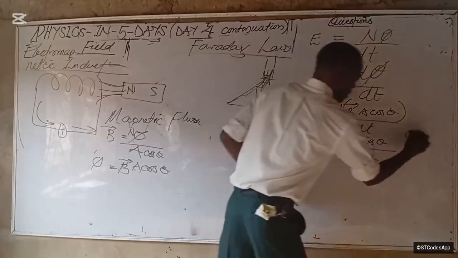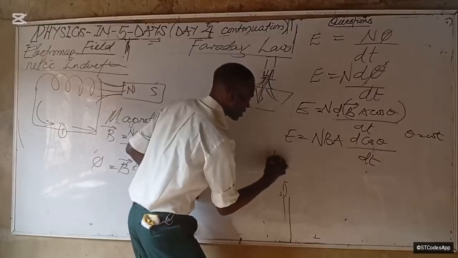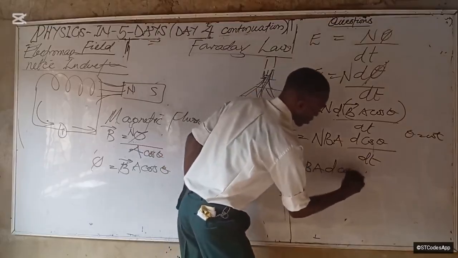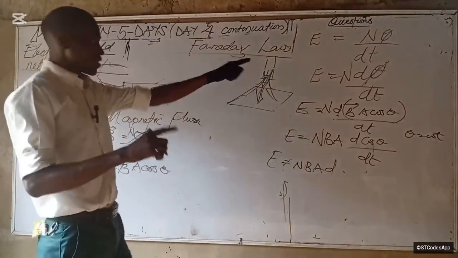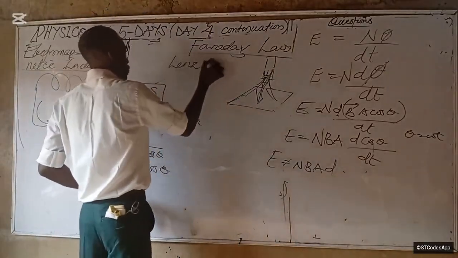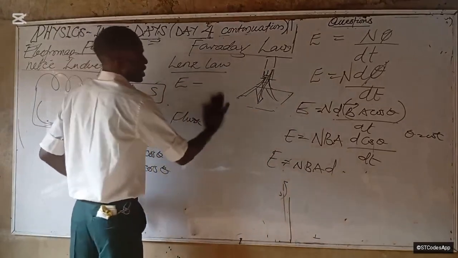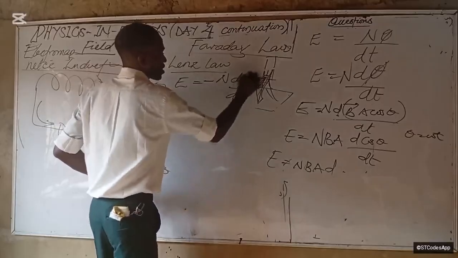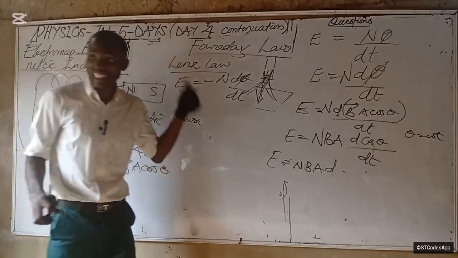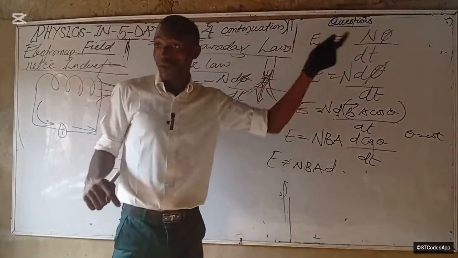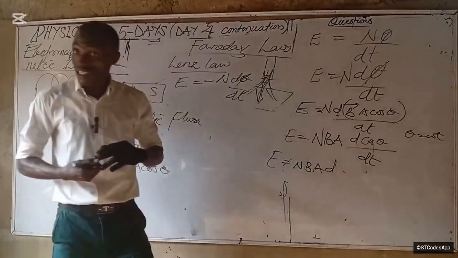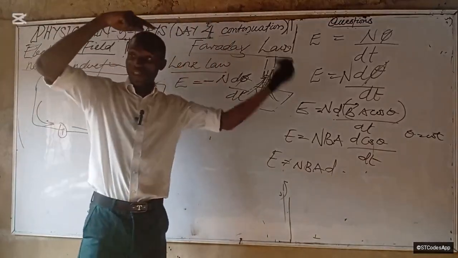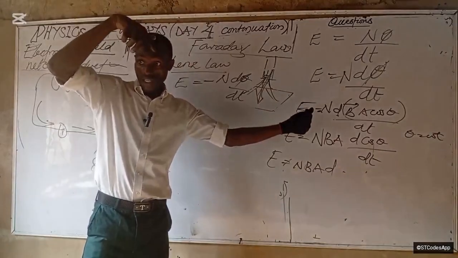Remember that theta is equal to omega t. So we can say that E is equal to N B A d. Before we derive all this, we're supposed to consider Lenz's law. Lenz's law says it should be negative, minus N d phi over dt. What it's saying is that the EMF induced always acts in a direction that opposes the change that produces it. That EMF induced is called the back EMF, because it always opposes the change that produces it. That's Lenz's law.